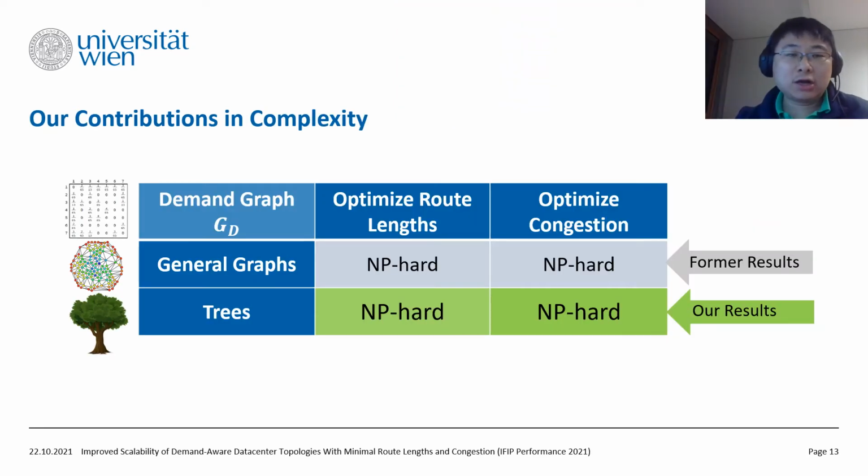We first talk about our contribution in time complexity. When the demand graph is a general graph, it was already shown before that it is NP-hard to optimize either the route length or the congestion. When the demand graph becomes a tree, we now show it's also NP-hard to separately optimize routing length or congestion. Especially, even if we require the desired network to be a tree, it's also NP-hard.